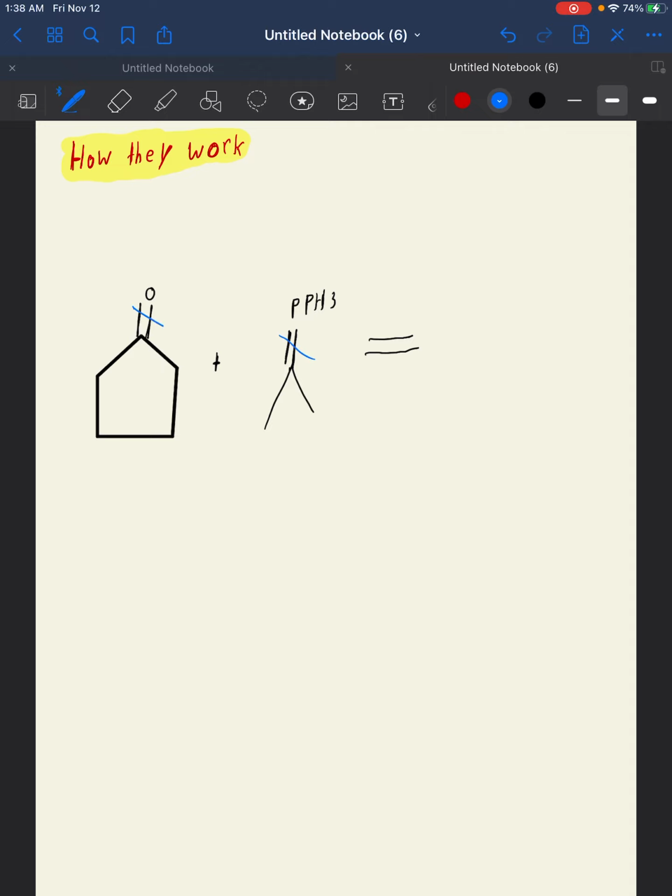Now, it's super duper simple. Cut, cut, paste here, and draw out your product, which is going to look like a house with a little antenna, like that. And ignore the other product because we don't really care about it.